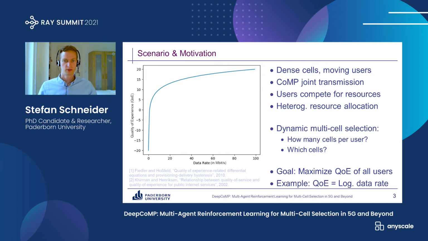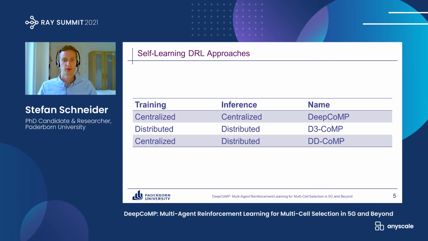Our goal is to maximize this total quality of experience, and we want to do this with deep reinforcement learning. For that, we proposed 3 different approaches. The first one is called DeepCoMP, and it's a centralized approach. We have a centralized training procedure, and we do inference in a centralized way. Then we have 2 multi-agent approaches.